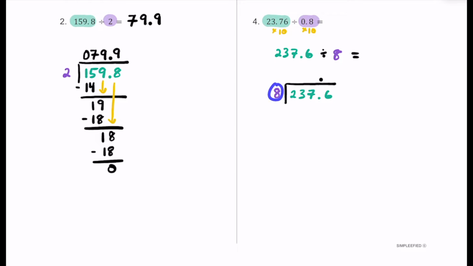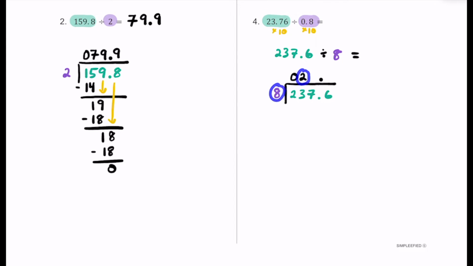8 is going to fit into 2 0 times. It's larger than it, so we're going to say it doesn't fit in at all. But how many times does 8 fit into 23? Well, 8 times 3 is 24, which is a little bit too high, so we have to go with 8 times 2, unfortunately. So we'll put a 2 here.